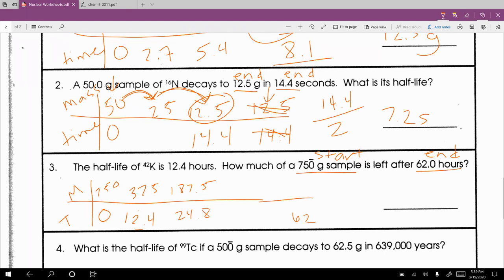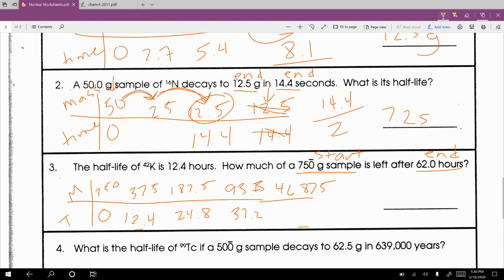Are we at our end time yet? No, our end time is 62. Keep on going. 187.5 cut in half is 93.75. And then another half-life. So add 12.4 to that 24.8, and that's going to be 37.2. Am I at my end time yet? Nope, my end time is 62. Got to keep on going. So that 93.75 is now cut down to 46.875, right?